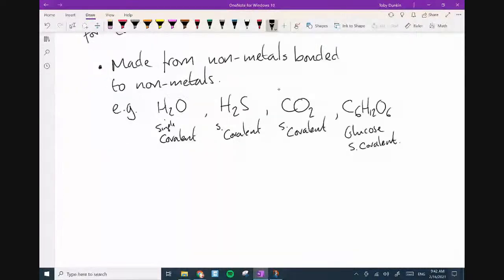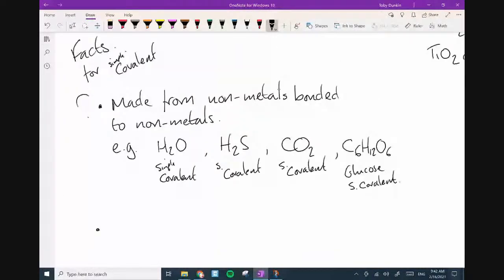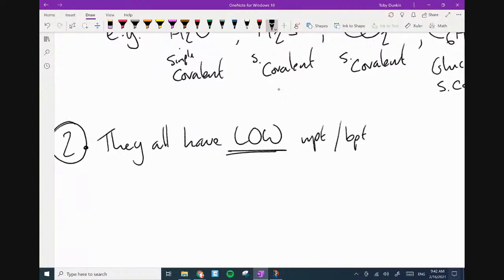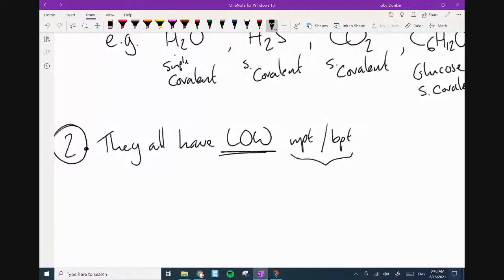Okay, next fact. This is fact number 1. Fact number 2. So fact number 2 is they all have low, and notice my capitalization, low melting points / boiling points. You can't do this, by the way, in your exam. You need to actually write down melting point or boiling point.